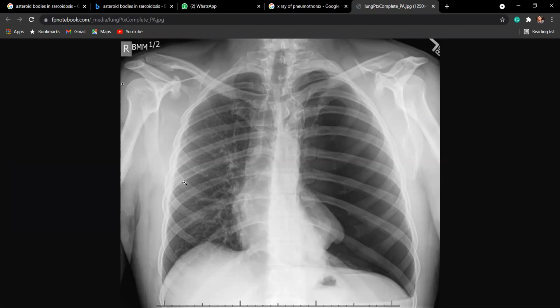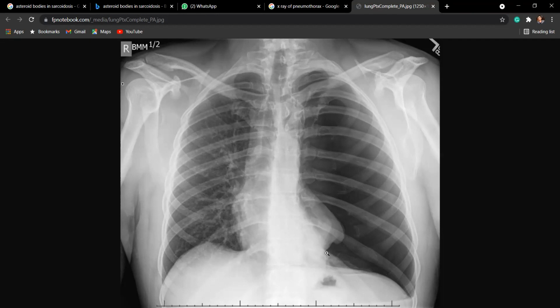On this side, you can see that all these lung markings are present. See, these are the blood vessels, right? And these spaces. On this side, can you appreciate any of the lung markings? No. You can see the ribs easily, no doubt, but you cannot see any blood vessel or any other findings that are in a normal lung, right?